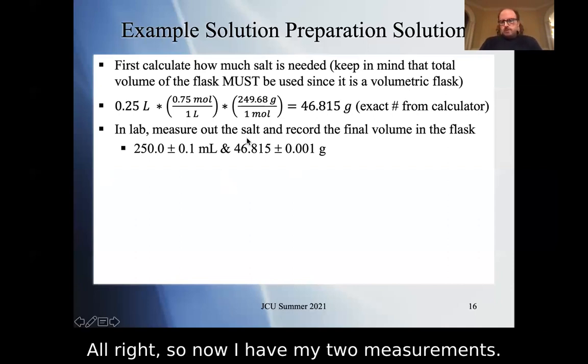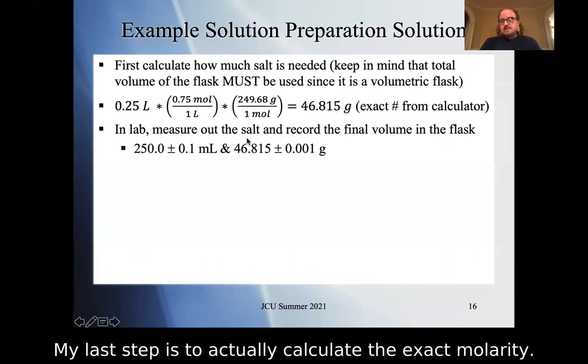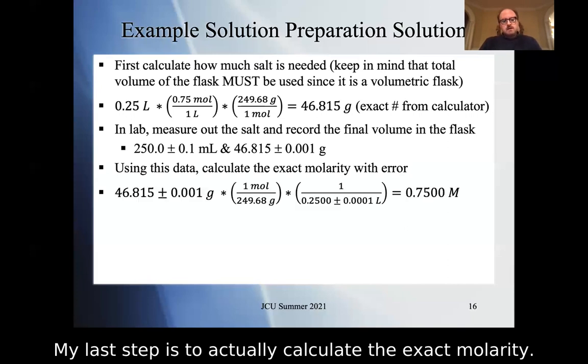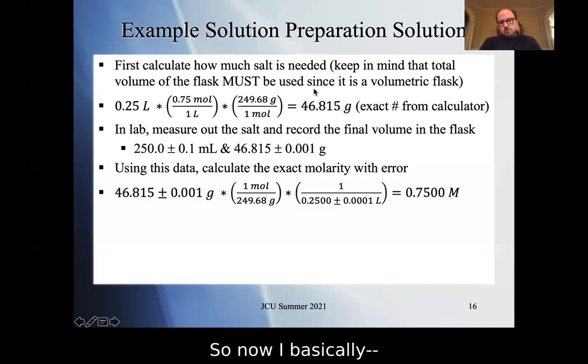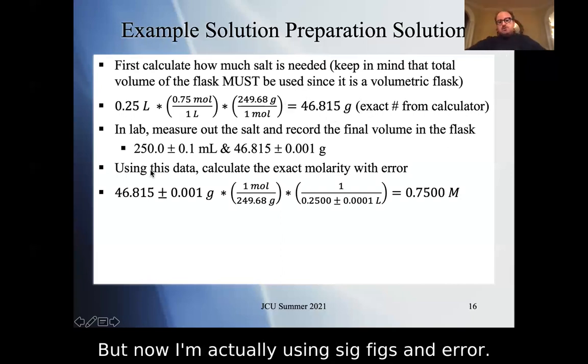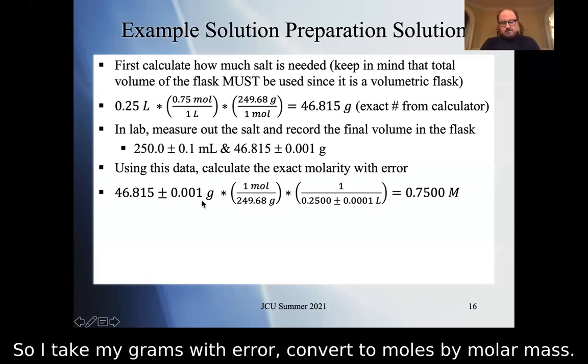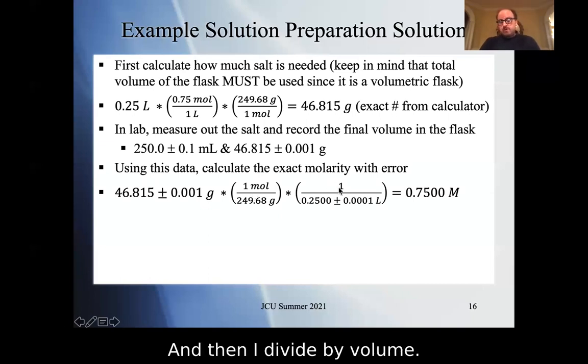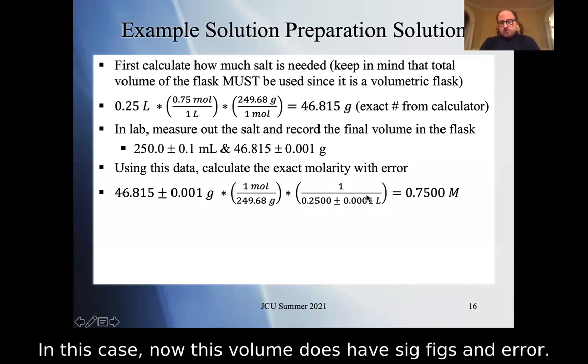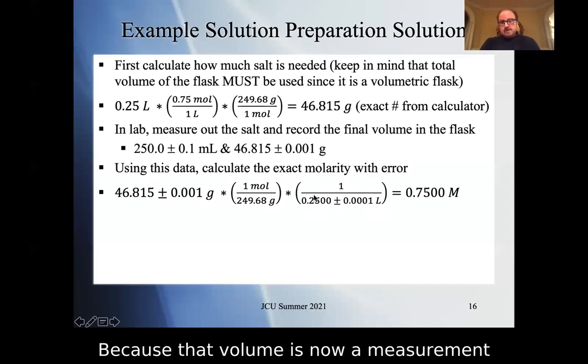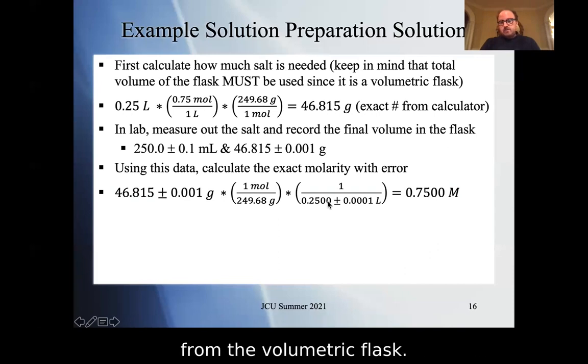All right, so now I have my two measurements. I've made my solution. My last step is to actually calculate the exact molarity. So this is my original calculation. I'm basically working backwards, but now I'm actually using sig figs and error, right? So I take my grams with error, convert to moles by molar mass, and then I divide by volume. In this case, this volume does have sig figs and error because that volume is now a measurement from the volumetric flask.